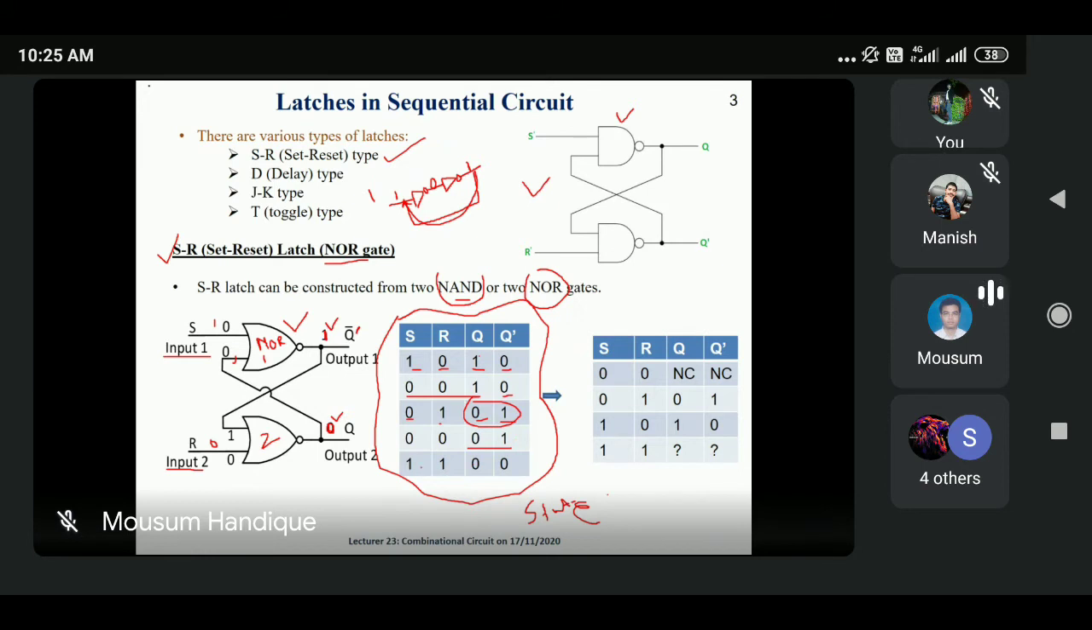And 1 1 means what? We can say this one is the 0 0. And when we are applying S equal to 1 and R equal to 1, at that time what happened? It is 0 0. And this particular part I am discussing here, sometimes it is called an invalid state. This one is called an invalid state.